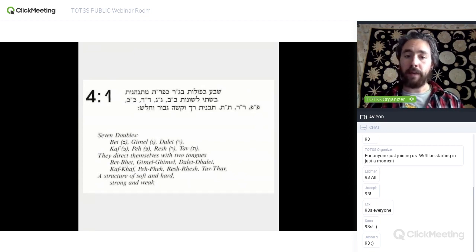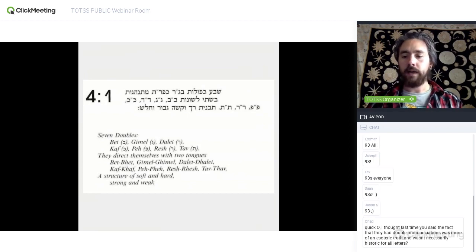So the hard Beth or Bet is a B sound, and the soft Bet is a V sound. Hard Gimel is a G sound, and soft Gimel is kind of a J sound, more or less. Hard Dalet is a D sound, and the soft Dalet is a hard TH. So the hard TH is like the th in "the" rather than the th in "thing". So the hard pronunciation of Dalet is the D, and the soft pronunciation of Dalet is the hard TH.